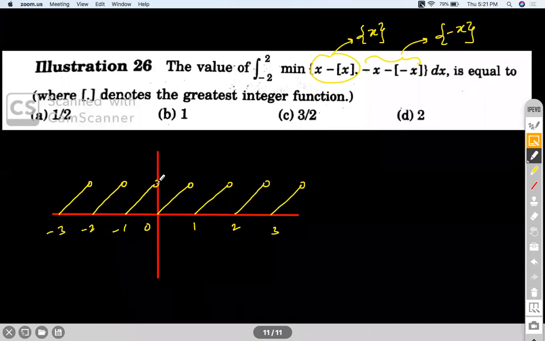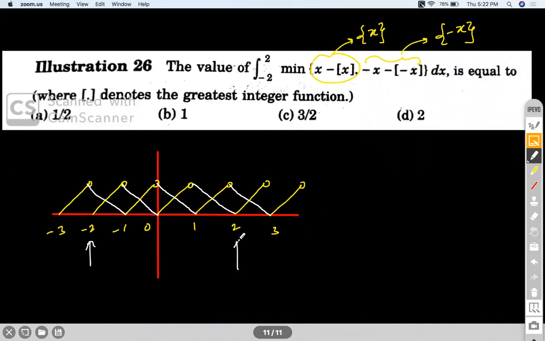So this will become something like this. I'm drawing it in white, okay? So this will become something like this, something like this, something like this, and so on and so forth, okay? Remember, my playing area is only from minus 2 to 2, so I don't bother about any part of the graph which is beyond this, okay?